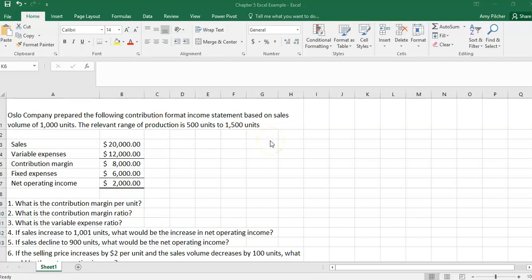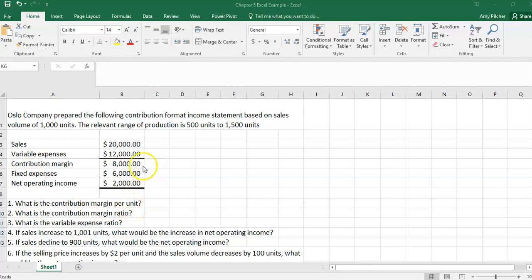5 example video for Accounting 2. So in Chapter 5, we're looking at CVP analysis. We're going to run through this example. This is the integrated example at the end of Chapter 5 if you want to look at it in your textbook. So our first question is, what is the contribution margin per unit?